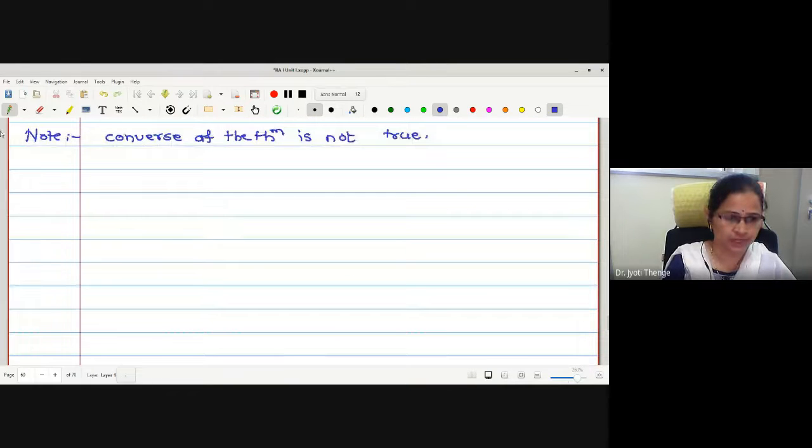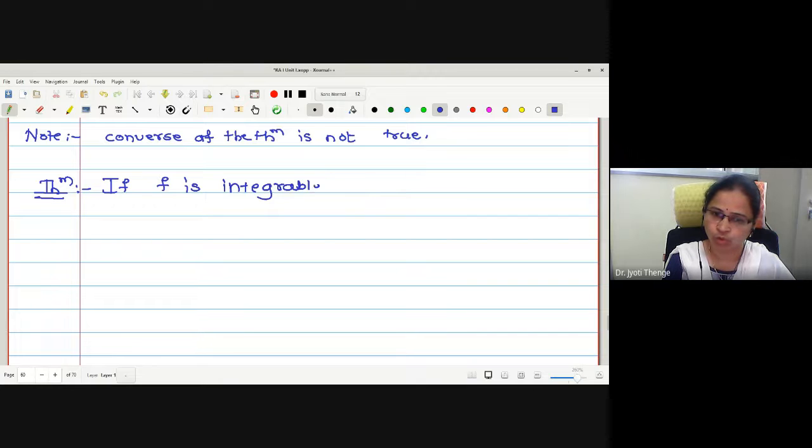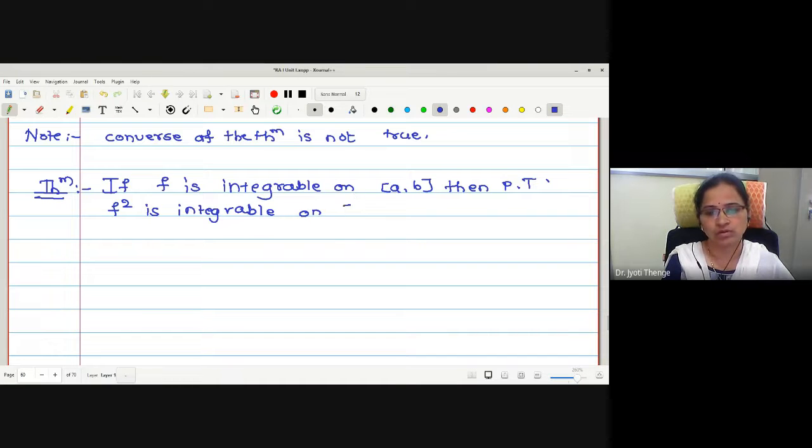Okay, let us go for the next theorem. In the next theorem, we are going to prove if f is integrable, then f square is also integrable. If f is integrable on closed interval a b, then prove that f square is also integrable on closed interval.